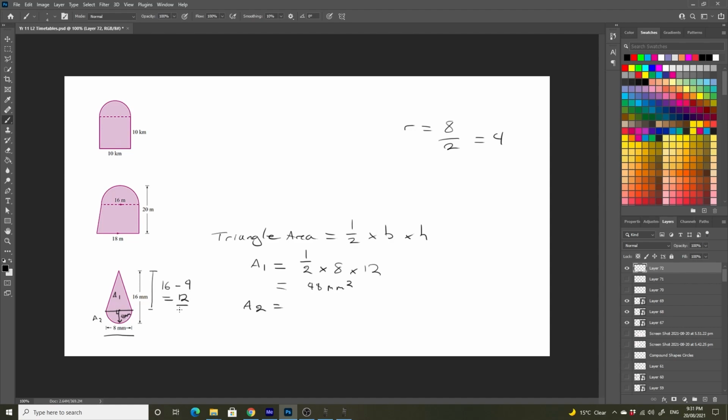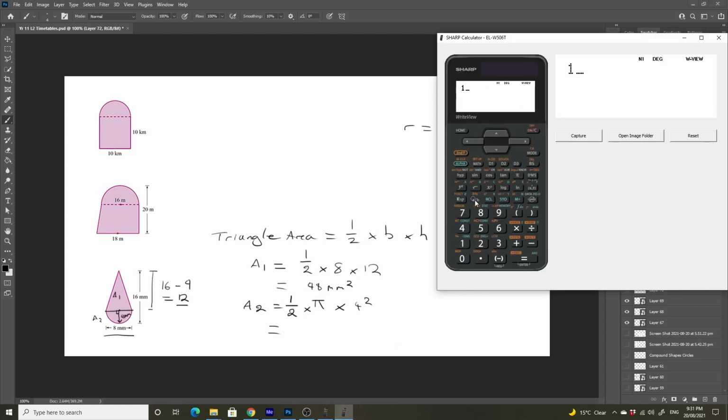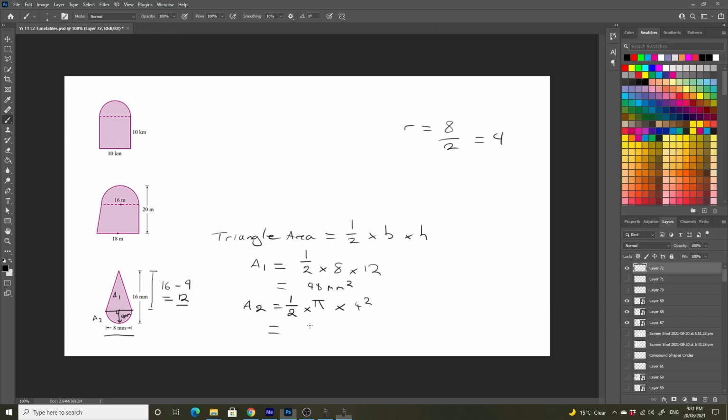Well, we know that a semicircle is half of a circle. So the fraction we have to multiply the area of the circle by is a half. And then we multiply it by the area of the circle. So half times pi times our radius squared, which is, our radius is 4, so 4 squared. And we plug that into our calculator, and what we get is 1 over 2 times pi times 4 squared. And that is equal to 25.13 millimeters squared.